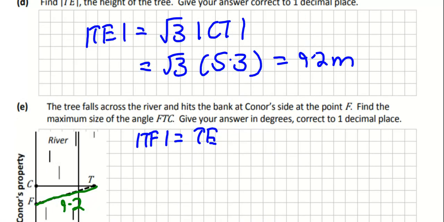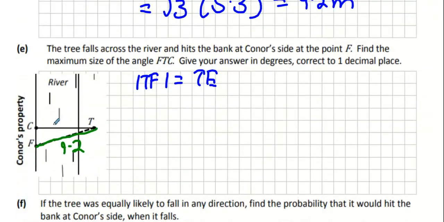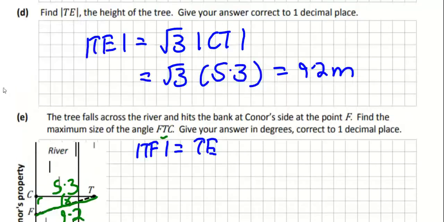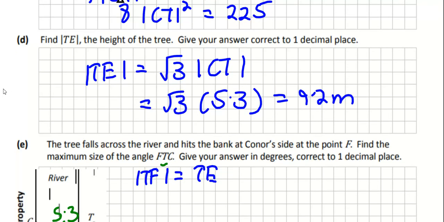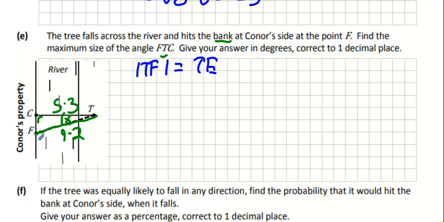I'm hoping. And CT, which we got earlier, is 5.3. What we can say is that if we're looking for this angle here, FTC, this angle here, and this is right angled because it's directly in line with the river. Does it say that in the description? "Hits the bank at corner side F." Hits the bank, so the bank means it hits the edge of the river. So it's in line with C, which makes a 90-degree triangle, which means you're able to use SOHCAHTOA.